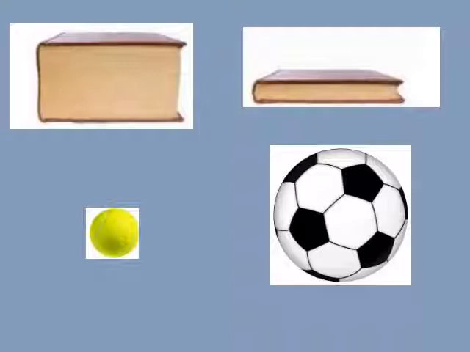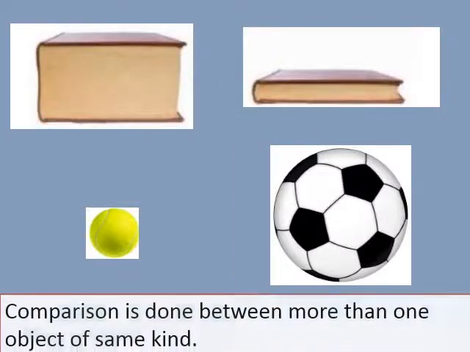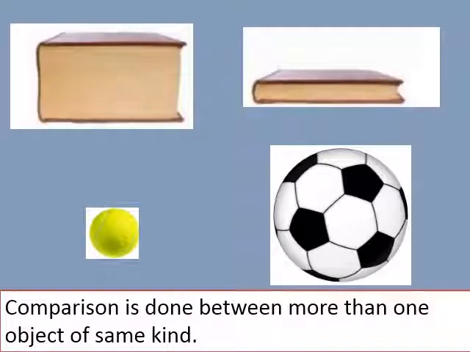And when I compare, I can say that the book to the left hand side is a fat book and the other one is thin. The ball to the left hand side is a small ball and to the right hand side is a big ball. So, children, we can compare between the objects. Comparison is done between more than one object of same kind. So now we will see how to compare numbers.